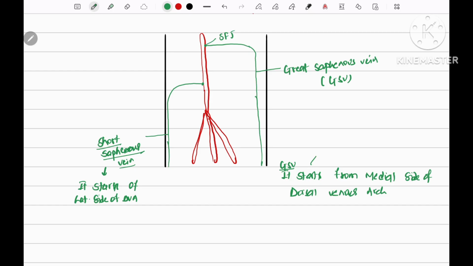the medial malleolus. Okay, then it runs in front of the medial malleolus. Similarly, the short saphenous vein runs in front of the lateral malleolus.